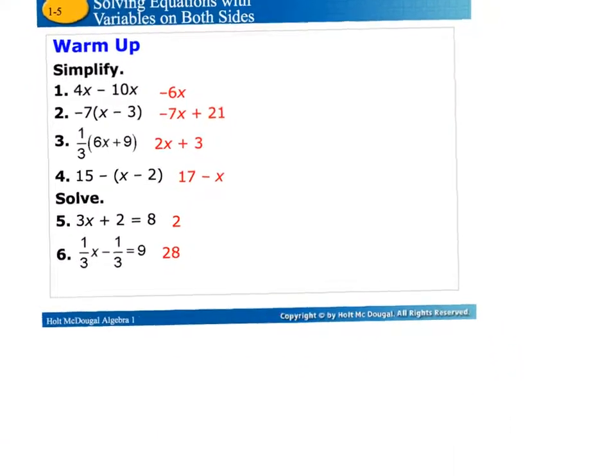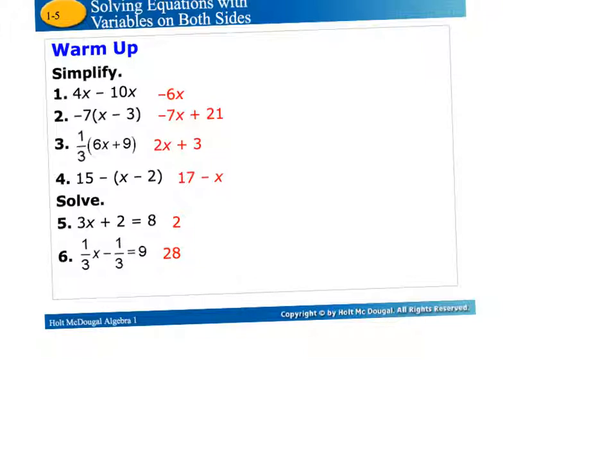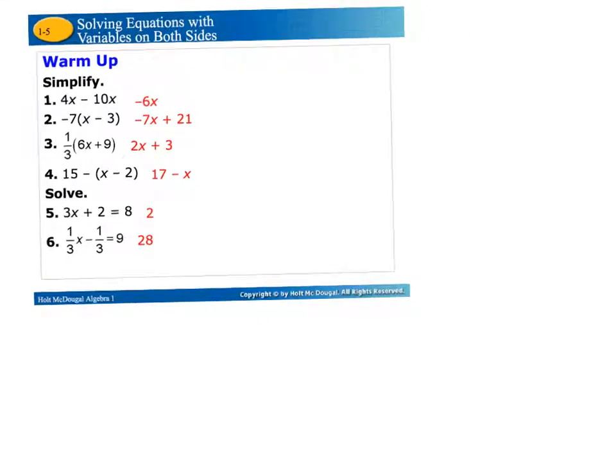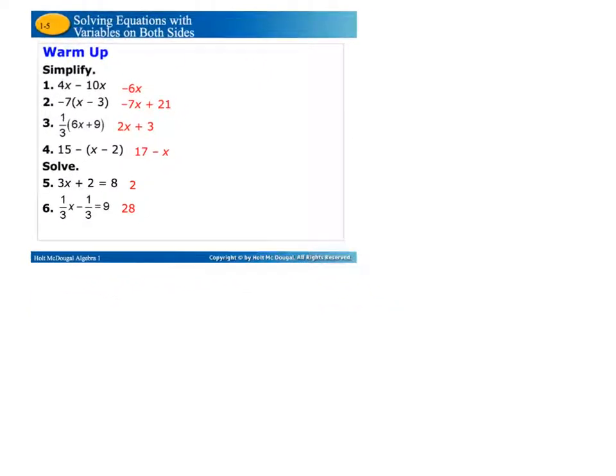I know the answers are there, but basically all we're doing here is more practice of what we did yesterday. On number 1, we're just grouping our like terms. Remember, when you subtract, you're going to do sort of like a keep, flip, change. And then signs are different, so you need to subtract. So 4x minus 10x would give us a negative 6x.